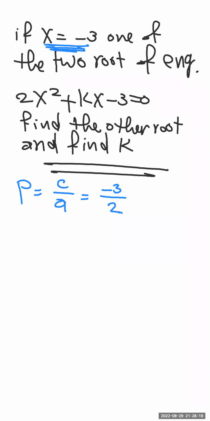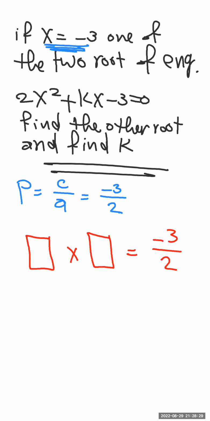Now I got the product of the two roots. This means the first root times the second root will equal negative 3 over 2. One of the two roots is given, negative 3. So negative 3 times the second root equals negative 3 over 2. So simply it will equal 1 over 2, of course. So this is the other root, right?